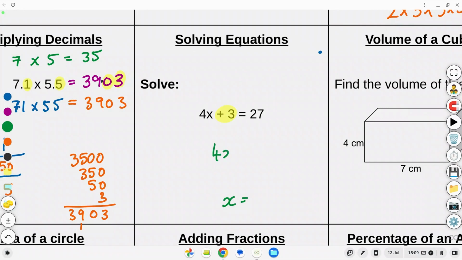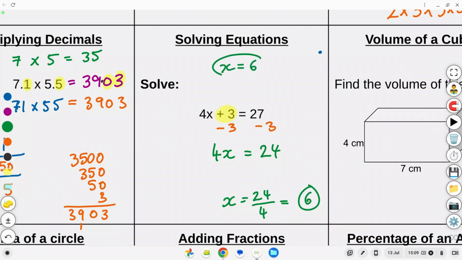So how do we get rid of that plus 3? Lots of different ways of teaching this, but one way is we just take away 3 here. 27 take away 3 is 24. So 4x equals 24. 1x will be 24 divided by 4, which is 6. So for this question, x equals 6.